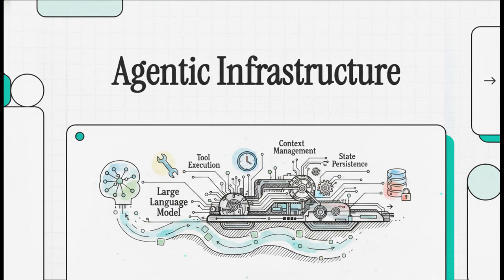Welcome to the Explainer. Today, we're doing a purely technical teardown of agentic infrastructure. We are completely stepping away from the marketing hype today to objectively look at the actual systems architectures that allow large language models to function as autonomous agents. We'll be drawing on some comprehensive deep research reports to explore the precise mechanics of context management, tool execution, and state persistence. So let's just dive right into this.